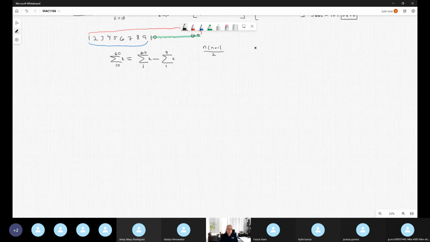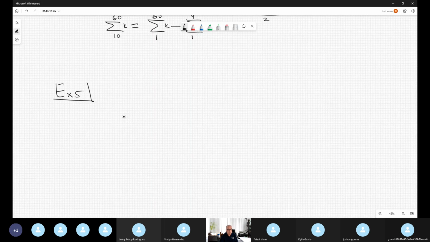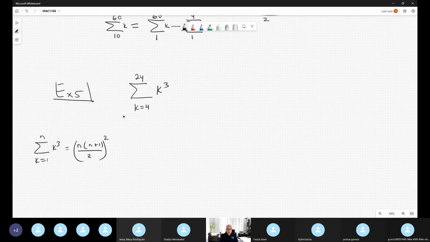Example 5 is similar. Is when you see that, wow, be careful, caution. Summation from k equal 4, oh, starts not at 1, starts at 4, to 24 of k cubed. Remember we're using the last formula. The summation from k equal 1 to n of k cubed is equal to n times n plus 1 divided by 2, but everything is squared. Okay, entonces now this is impossible. Apply the formula because the formula is valid when you start at 1, not at 4.